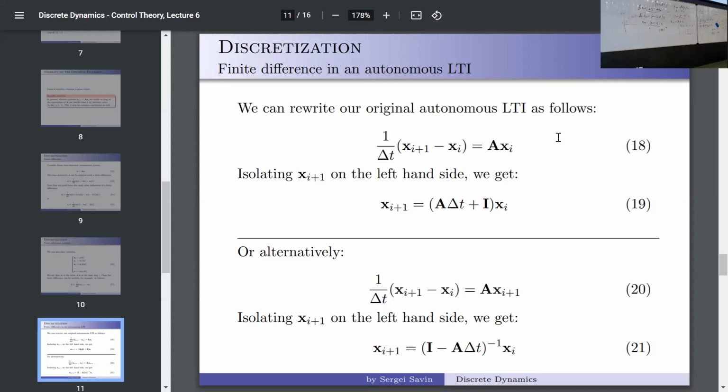Right. And then we can multiply both sides by this inverse. So we get x sub i plus 1 equals I minus L delta t inverse times x sub i. This inverse has to exist. If it doesn't exist, then the expression doesn't make any sense. It's not physical if it doesn't exist. So it has to exist. And this expression 21 is actually used in practice.